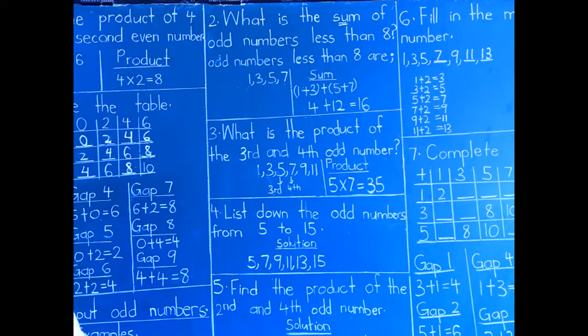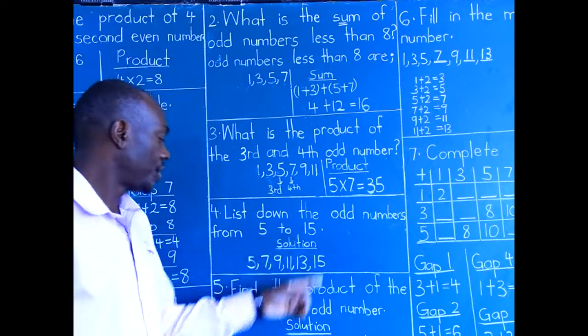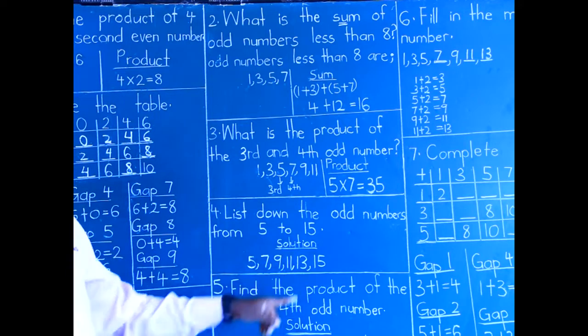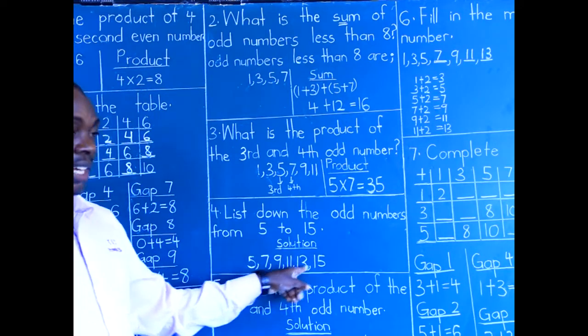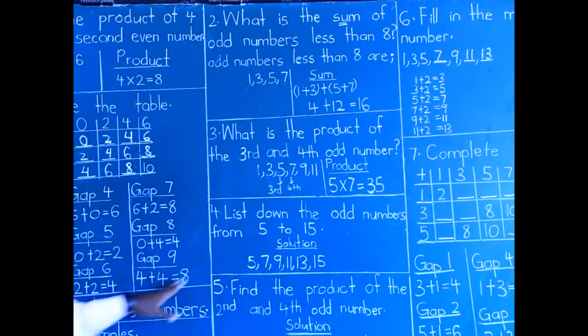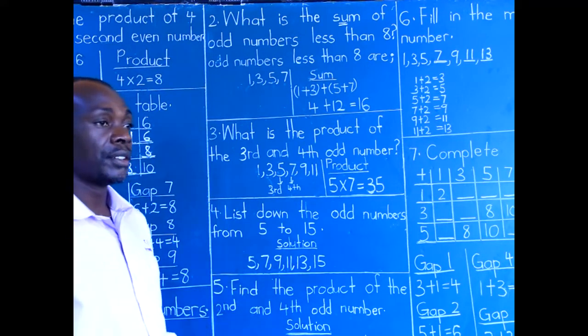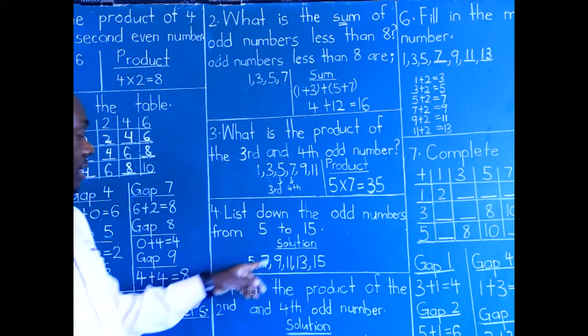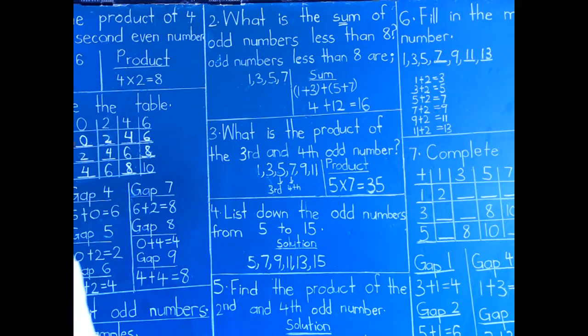All the numbers from 5 to 15 are 5, 7, 9, 11, 13, 15, and that's the answer. And it's the list. Please, after each number written, you put a comma. After writing any, put a comma, and that's the answer.